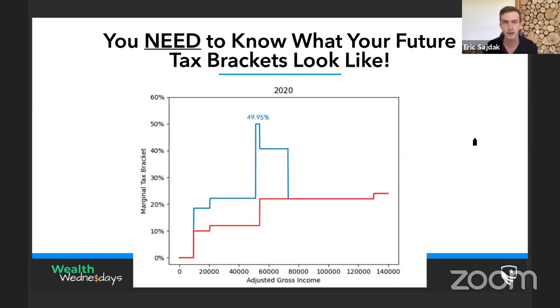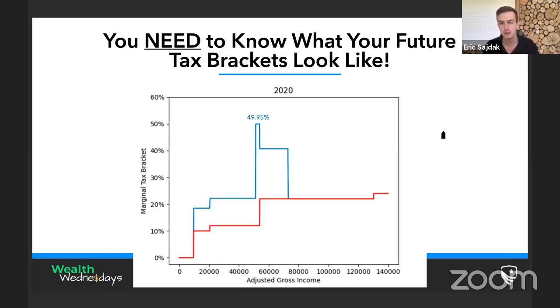And this is why, again, we've harped on it in some of our YouTube videos, and I know I've harped on it before in some of these Wealth Wednesdays. It's so important as you go through time to know what your future tax brackets will look like. To know when I should be using traditional IRA money to avoid or minimize RMDs. When should I be doing a Roth conversion? Which account should I be taking from at which time?